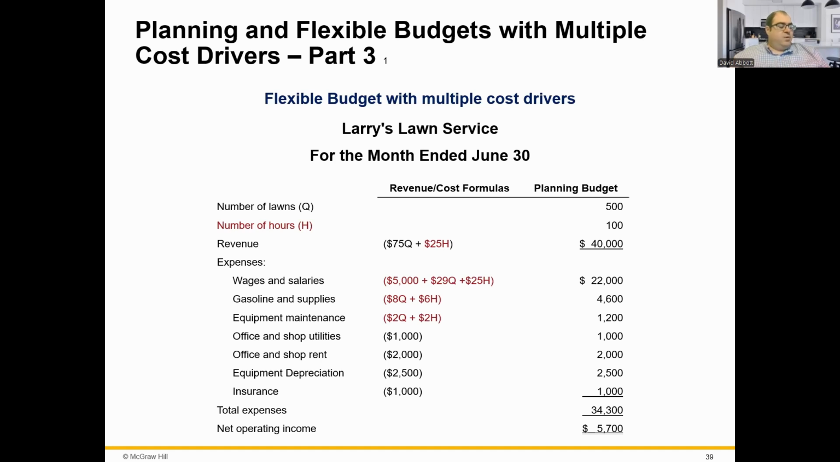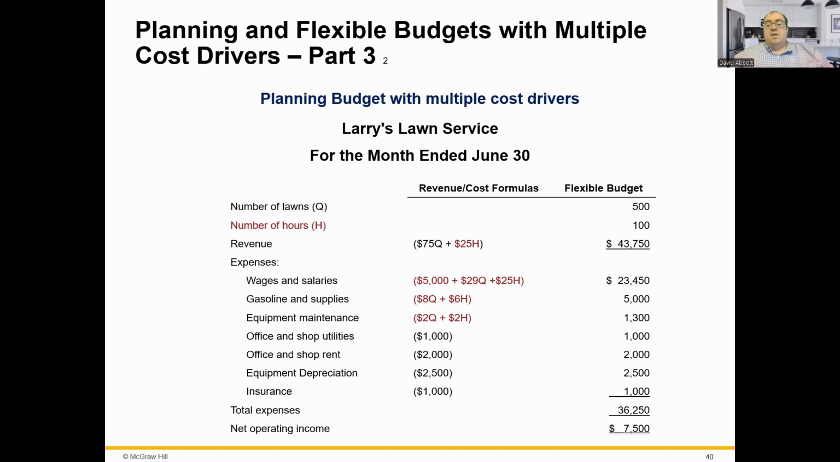Okay, so Larry's flexible and planning budget could easily be adjusted to accommodate a second cost driver. Notice that the number of hours, or H, is designated as the second cost driver. Larry's flexible budget is based on 100 hours of edging and trimming. The cost formula for wages and salary has been adjusted to include $25 per hour for edging and trimming, and Larry has adjusted the revenue formula to include $25 per hour of edging and trimming.